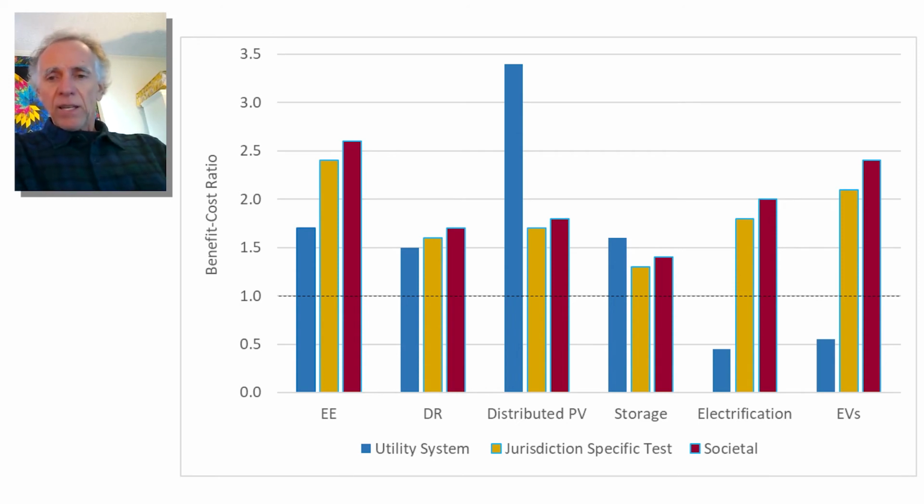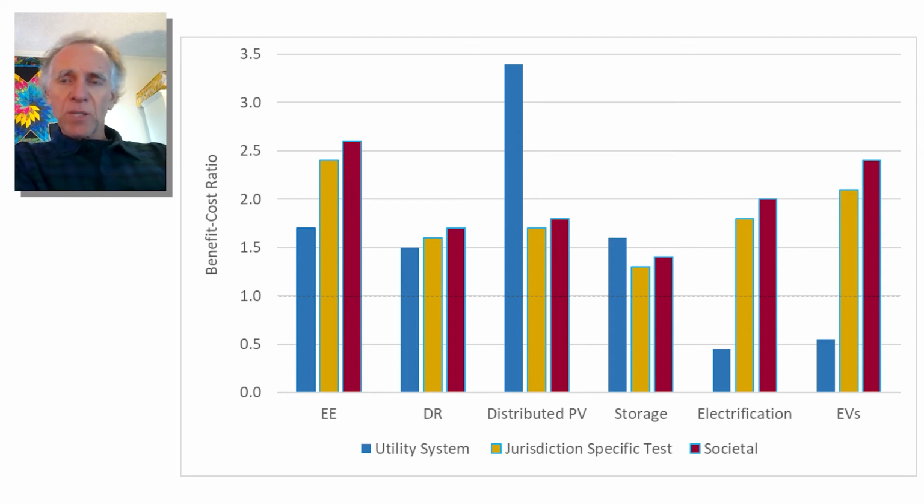But then you add in the jurisdiction-specific test, the other fuels, and you add in the greenhouse gas benefits, and suddenly these look really good. And in this case, there are small societal impacts that are beyond just other fuels and greenhouse gases, but they tend to be fairly small. The same story is true for EVs. Now, what's also interesting about this is that if a regulator, whether it's a commissioner or a legislator or anybody, is sitting there thinking, my job is just to reduce utility system costs, that's it. If that's all their job is, then you're not going to get any electrification or any EVs.